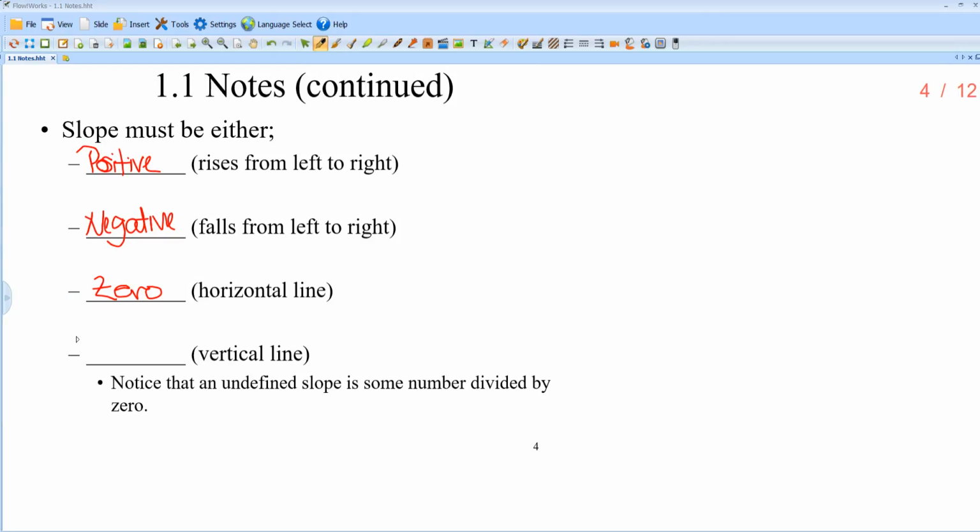Vertical line. So a vertical line is when we have an undefined slope. And something to keep in mind is that an undefined slope is some number divided by 0. That's always what's going to happen, because in a vertical line, we have no horizontal change. So our rise over run, well, our run was nothing.